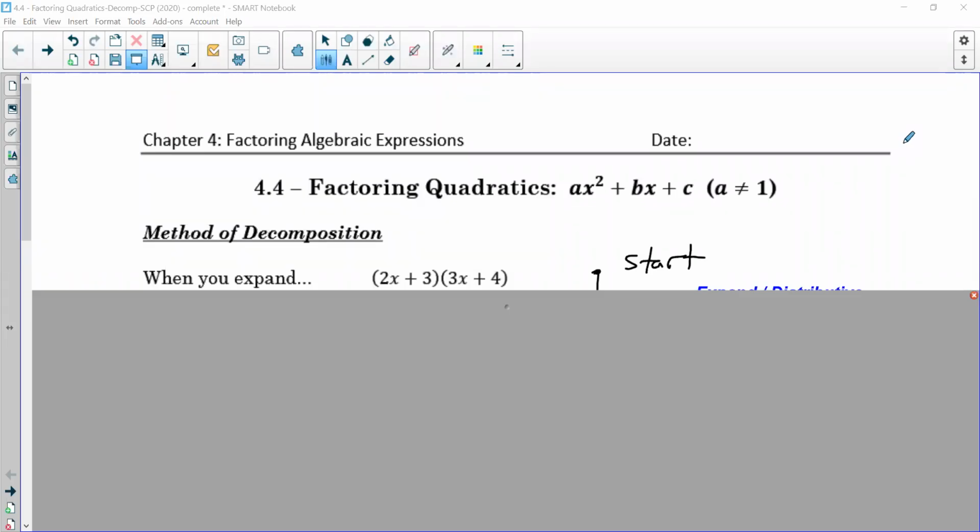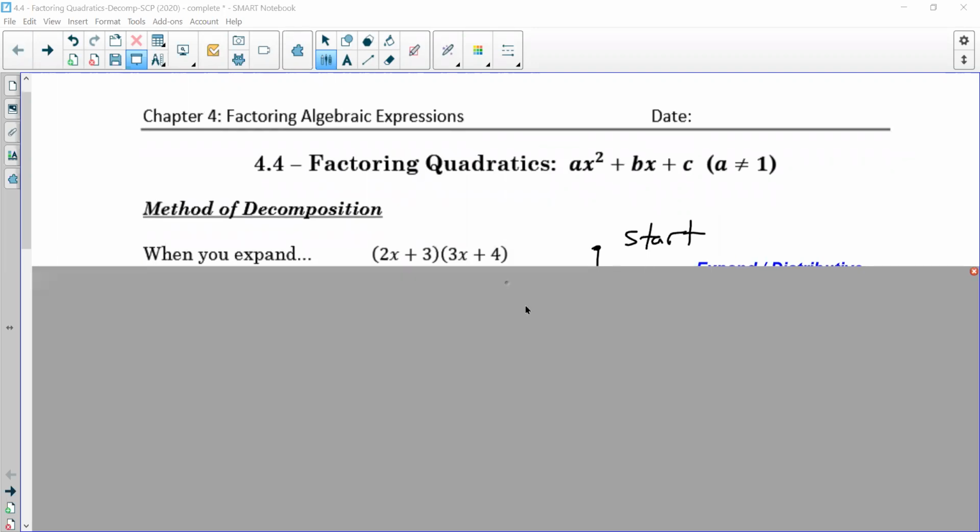All right, in this next video, we're going to keep going with factoring, section 4.4 of the grade 10 academic book anyway. We're going to be taking a look at two techniques. One is called sum of cross products, which we will take a look at later. But the first one we're going to take a look at is called a method of decomposition. And we'll get to that in just a minute.